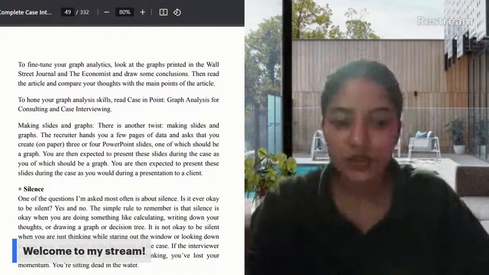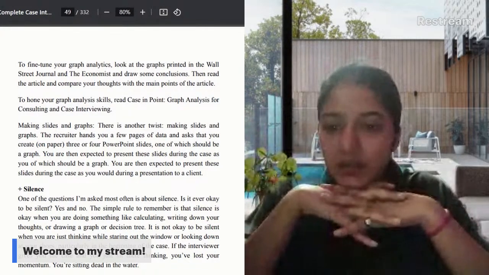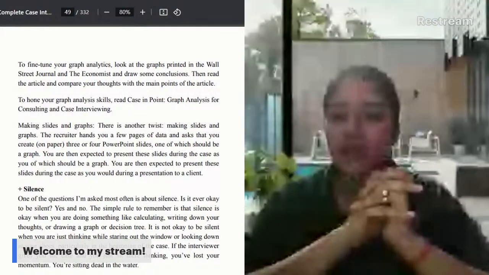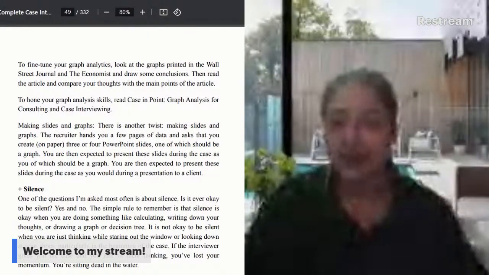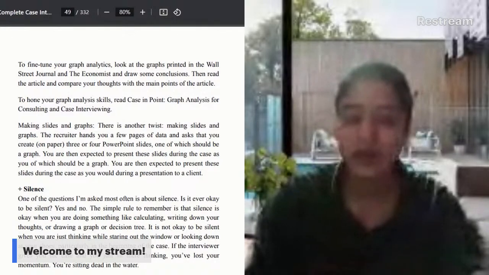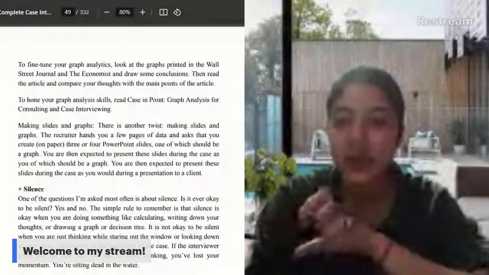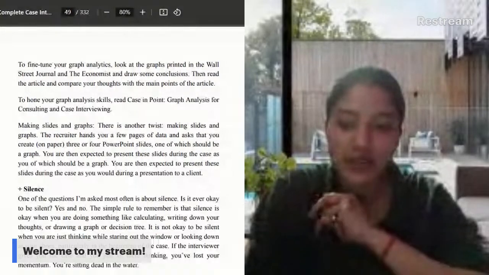So in this continuation, there is another twist: making slides and graphs. The recruiter hands you a few pages of data and asks that you create on paper 3 or 4 PowerPoint slides, one of which should be a graph. You're then expected to present these slides during the case as you would during a presentation to a client.